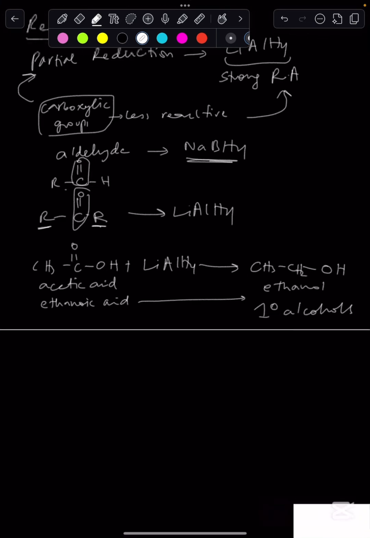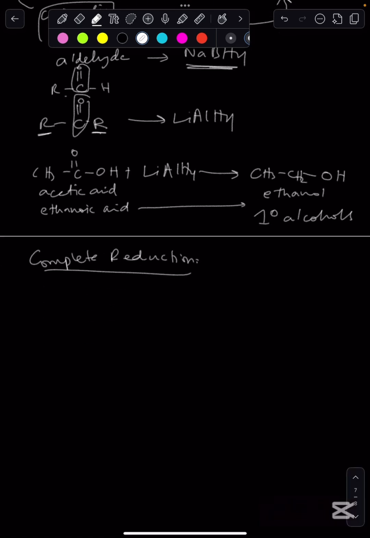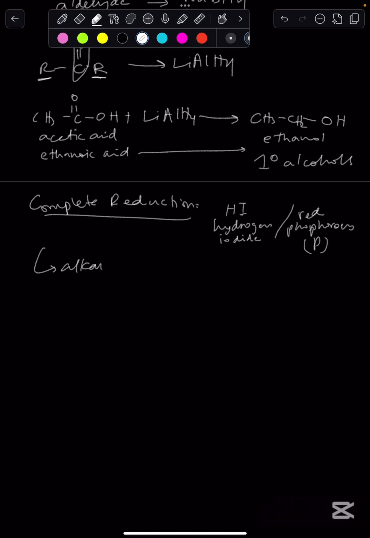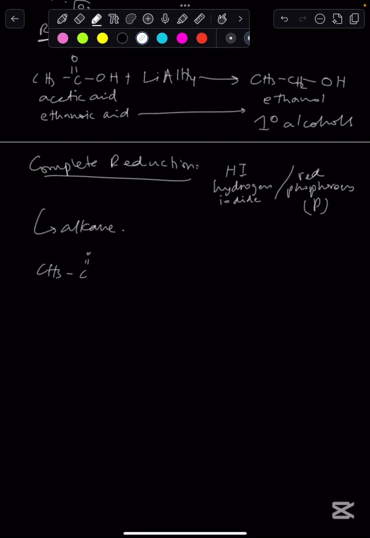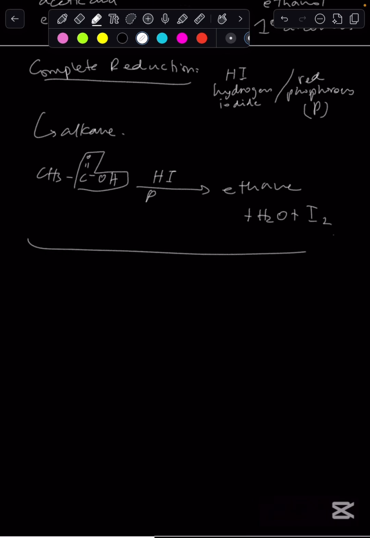So moving on, we may see the complete reduction also. Complete reduction uses hydrogen iodide in the presence of red phosphorus, and it's going to form alkanes. So with hydrogen iodide and phosphorus, it's going to remove the whole carboxyl group. What's going to form is ethane from ethanoic acid, and it's going to remove water with it, and it's going to form iodine gas also. So these are the reactions.